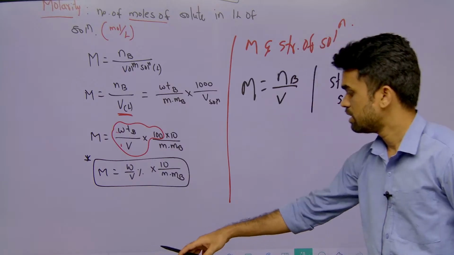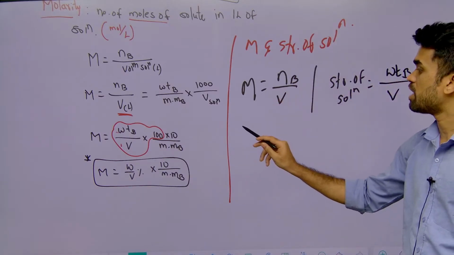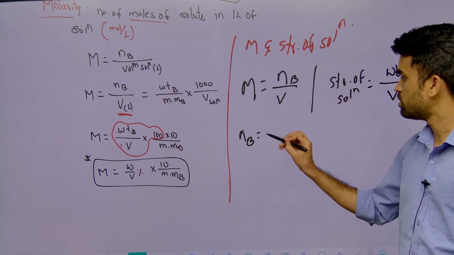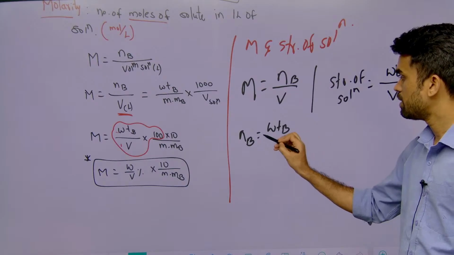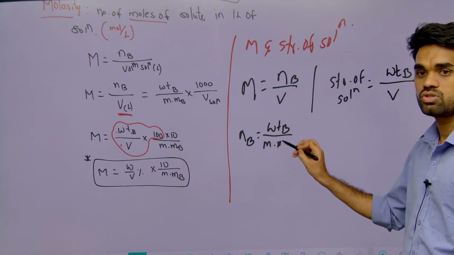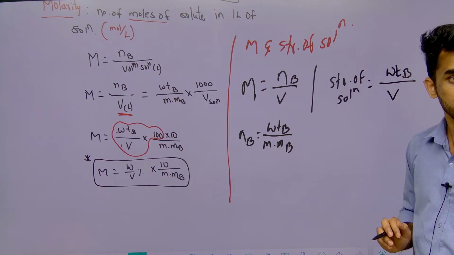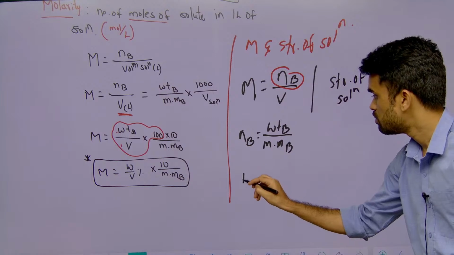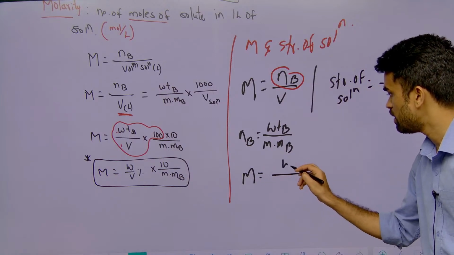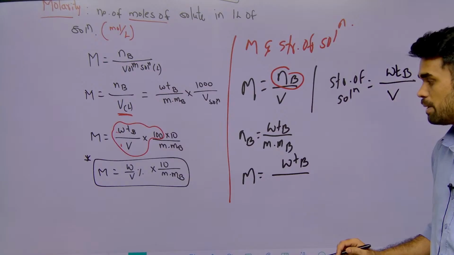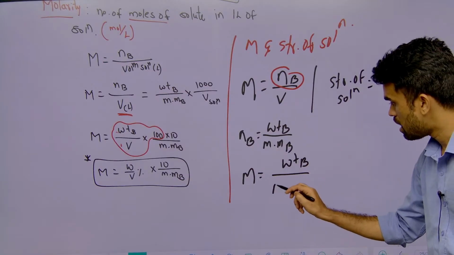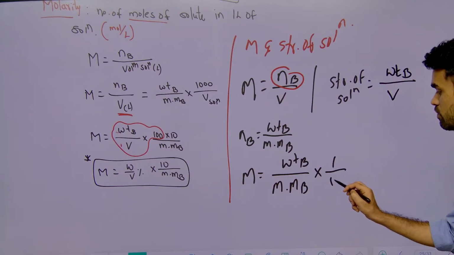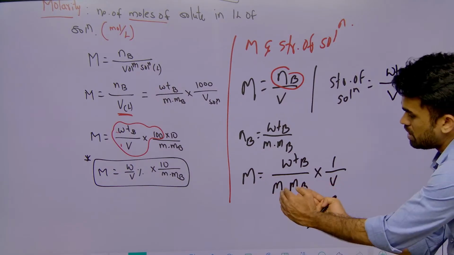What is the difference? How can I write number of moles in terms of weight? We have that, right: given weight of solute by molar mass of solute. This is the basic relation from the mole concept. So can I write this here? Then look, molarity equals given weight of solute by molar mass of solute into 1 by V, volume.